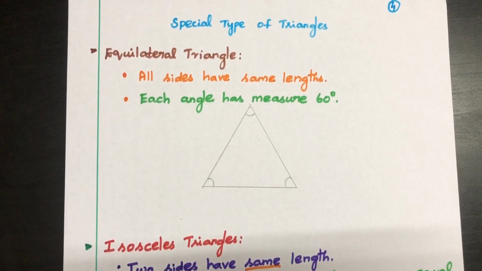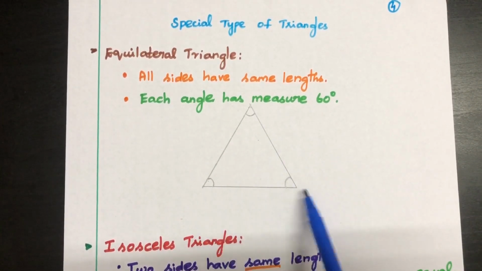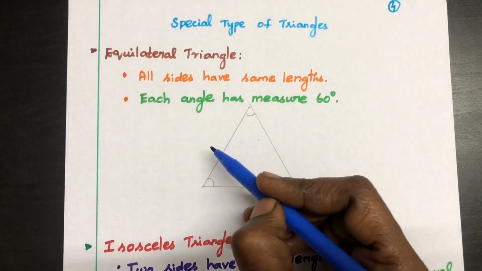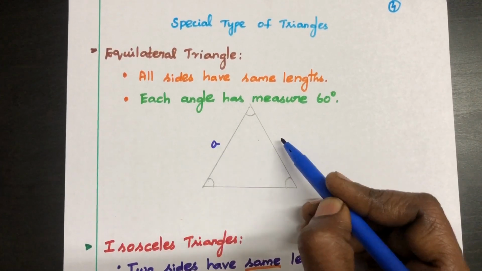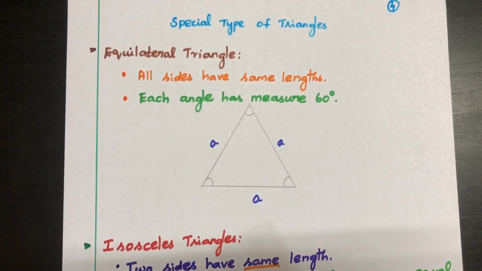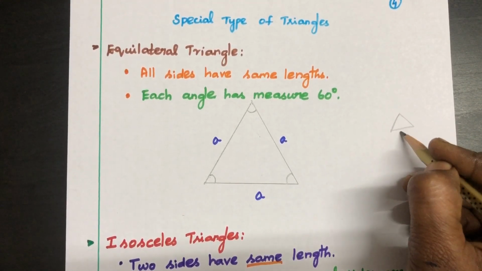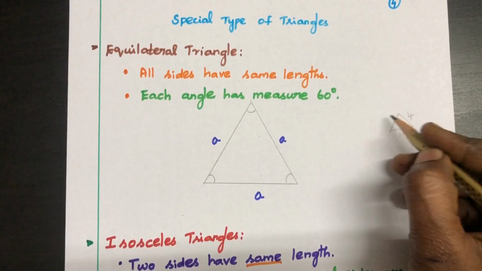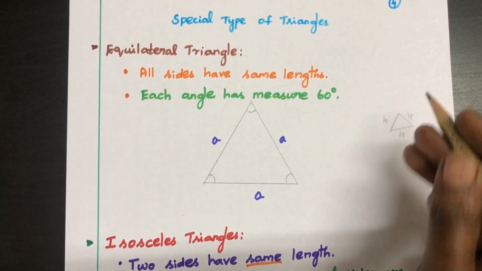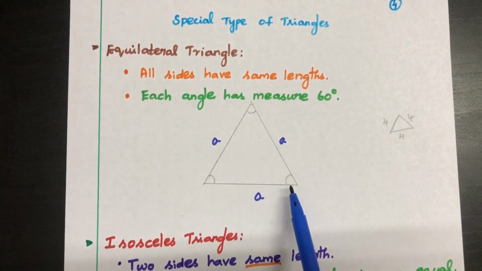Special types of triangles. Equilateral triangle. What is an equilateral triangle? All sides have the same length. If you are drawing a triangle and your side is 4 centimeters, then all the sides must be 4 centimeters alone. All the sides have the same length.